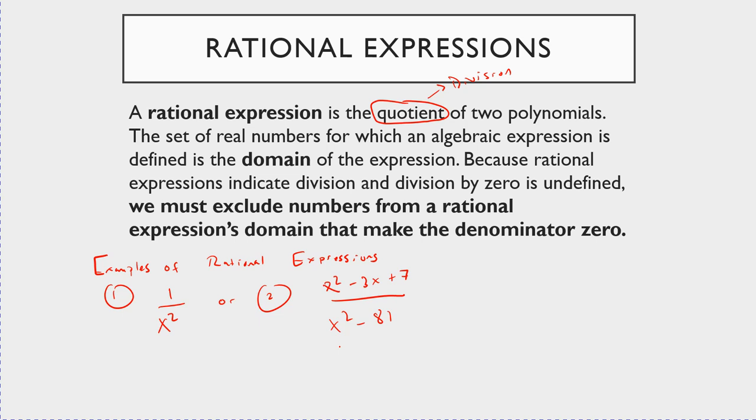The set of real numbers for which an algebraic expression is defined is the domain of the expression. So think about this. When you have a division, when is it undefined? Domain is all values for which the expression is defined.